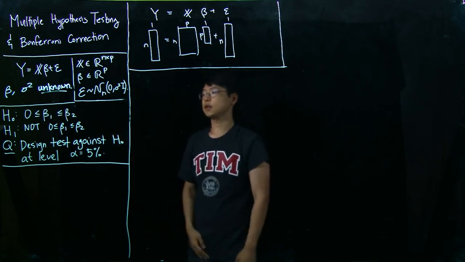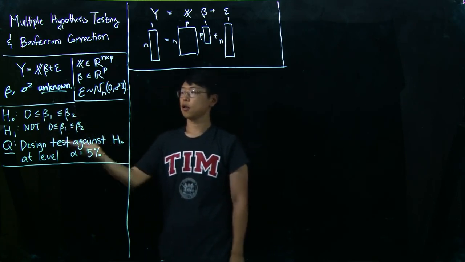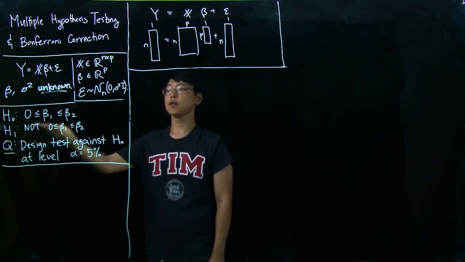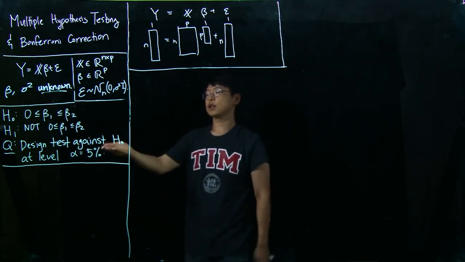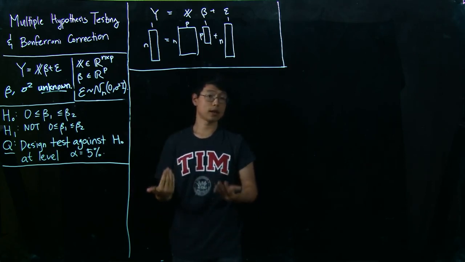The null hypothesis is going to be 0 less than or equal to beta 1 less than or equal to beta 2. The alternative hypothesis is going to be its complement, so the negation of whatever it says for the null hypothesis. We're going to ultimately want to design a test against this null hypothesis at level alpha equals, let's say, 5%.